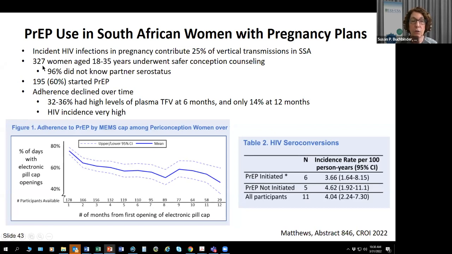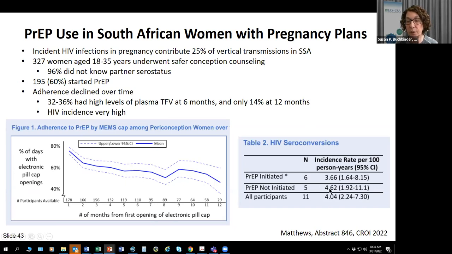So this was a study in which over 300 women age 18 to 35 underwent safer conception counseling. 96% didn't know their partner's serostatus, and 60% of them decided to opt for PrEP. That's good that the 60% had opted for PrEP, but this is among the people with PrEP. Did they take their pill as measured by opening their electronic pill cap? And if you look at their levels of plasma tenofovir, at 6 months, it was only about a third who had high levels, and only at 12 months, only 14% had high levels.